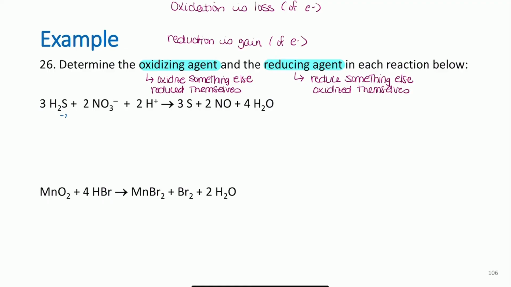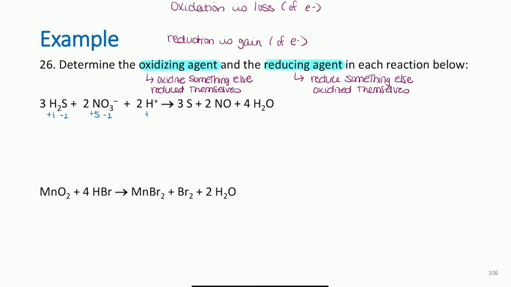H2S. The sulfur here is more electronegative. More electropositive elements are listed first. More electronegative elements are listed second. So sulfur will be -2. Overall, the hydrogen needs to be +2 to balance this out. So each hydrogen is +1. Nitrate, each oxygen is -2. Overall, -6. I have a negative charge here, so nitrogen must be +5 to get over to an overall -1 charge.